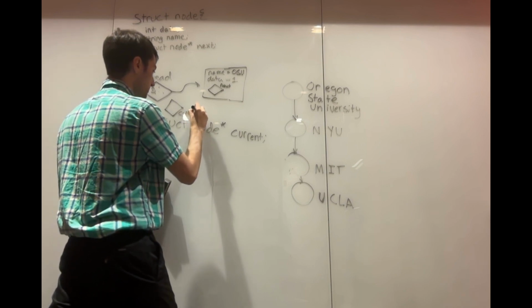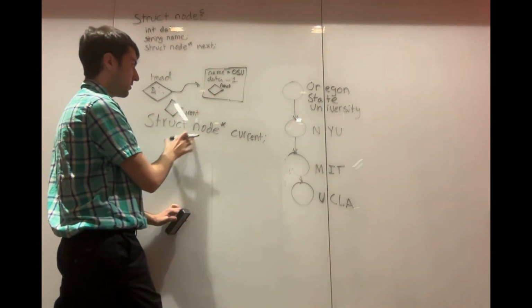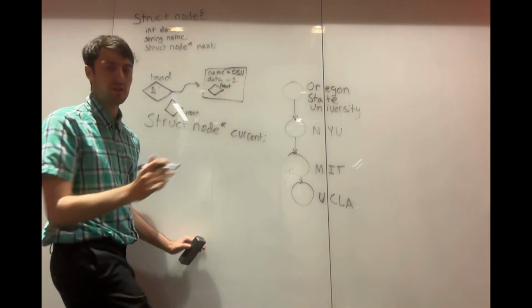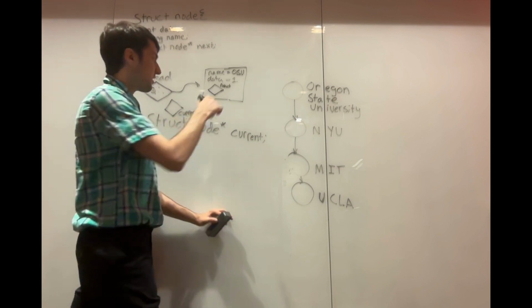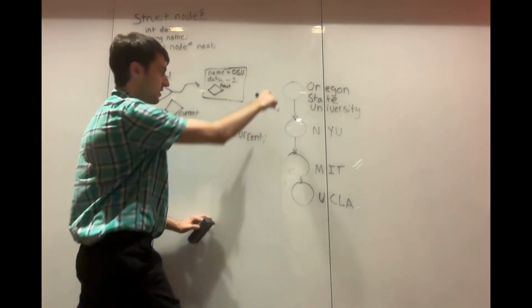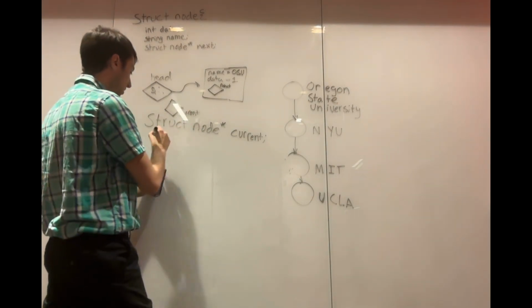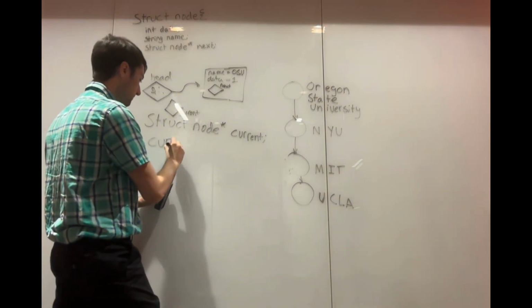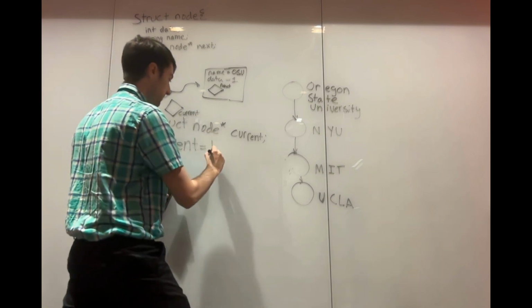Okay, there we go. So now I want it to point to the first location as well. That way we get a variable that will allow us to actually go and fill this out. So let's say current equals head.